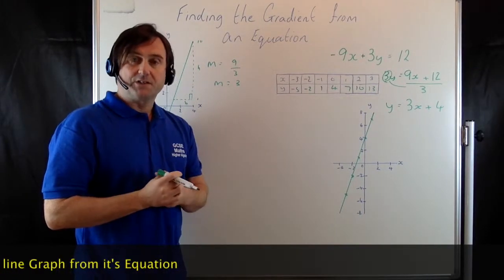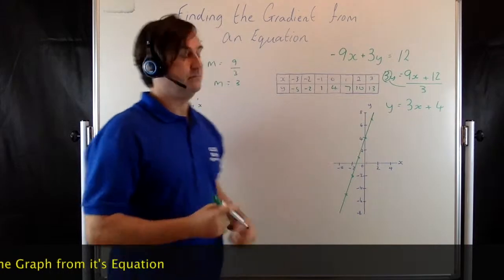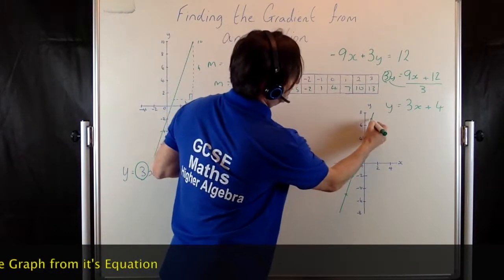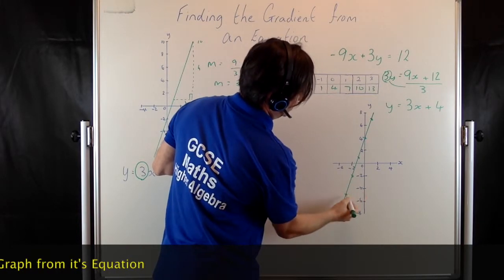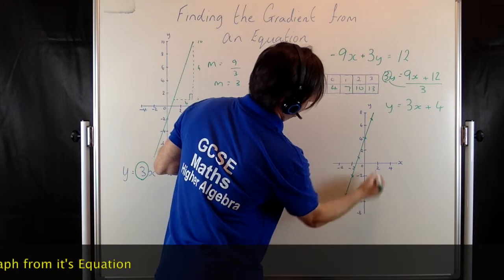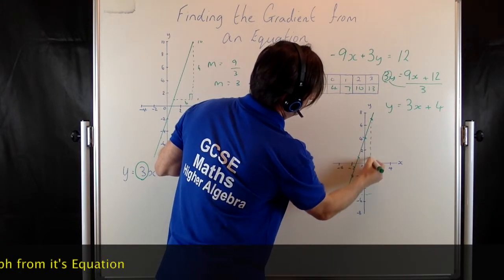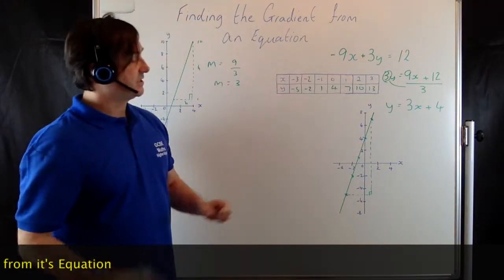Let's have a look now and see what the gradient of this one is. Is it going to be 3? Let's have a look. I'll take a point here, and I'm going to take another point right down here this time. I'm going to form myself a right angled triangle from this. There's my right angle. You should be able to see the triangle there.